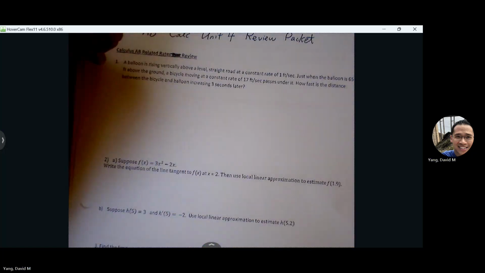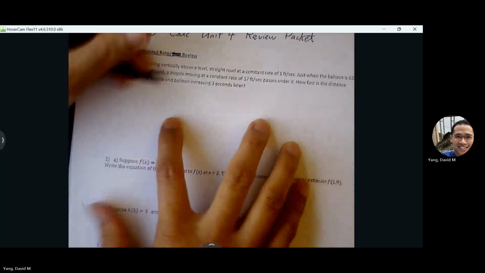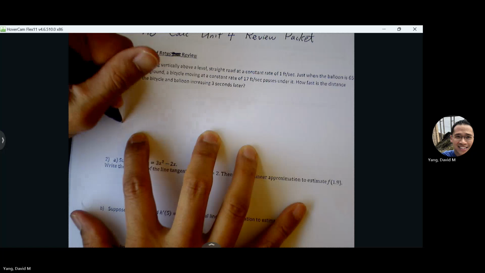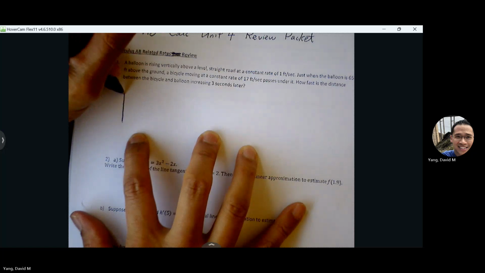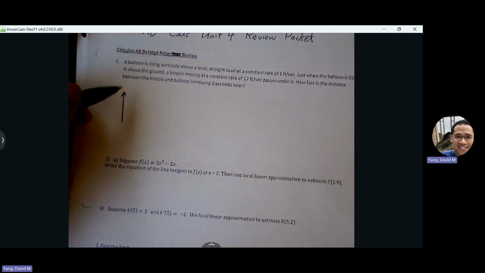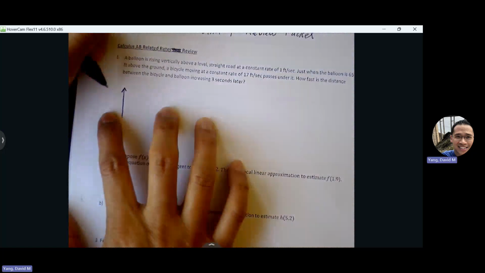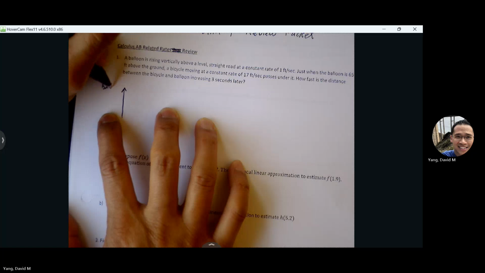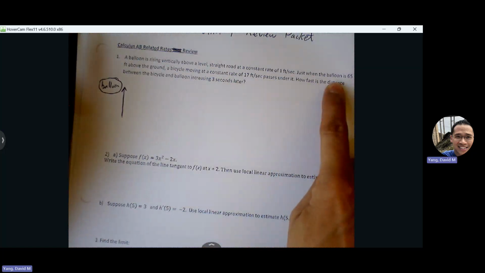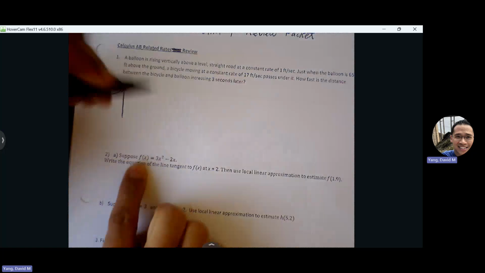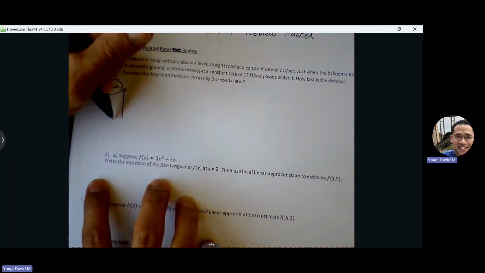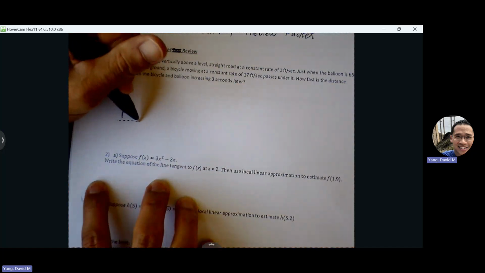Okay, we have a balloon rising vertically above a level straight road at a constant rate of 1 foot per second. So here's our balloon rising. Just when the balloon is 65 feet above ground, a bicycle moves at a constant rate and passes right underneath it.